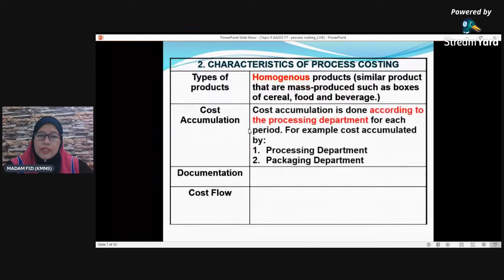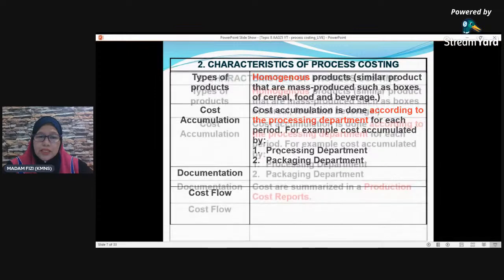Okay, how about the cost accumulation? The cost accumulation is done according to the processing department for each period. Maksudnya dia bukan macam job order costing, kita buat satu job, tapi in process costing, dia according to processing department. So that means dia ada beberapa process department. Okay, for example, cost accumulated by processing department and packaging department. So ada dua proses dekat sini. Satu is a processing department dan satu lagi is a packaging department. Okay, tu contoh.